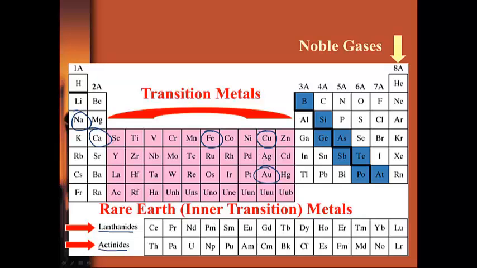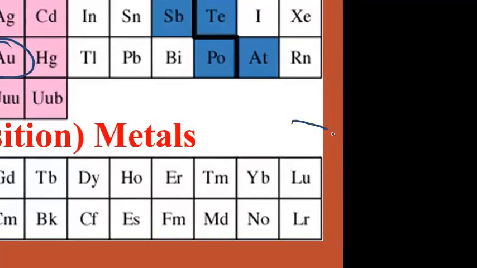Okay, why are these the inner transition metals? Because these sets of elements actually appear right here and right here. So in other words, this whole set of elements right here to the right of it is basically broken off and actually appears all the way at the end down here.